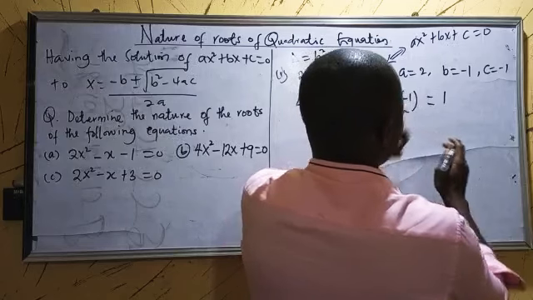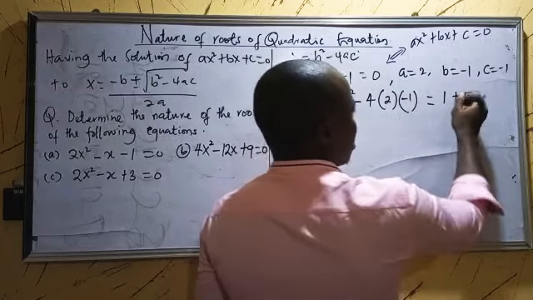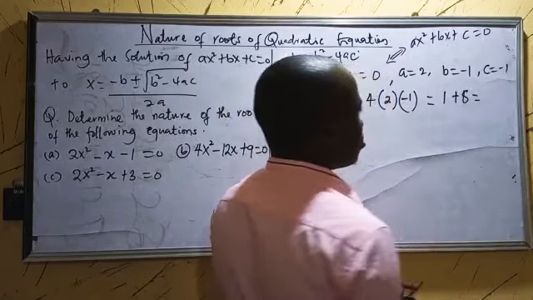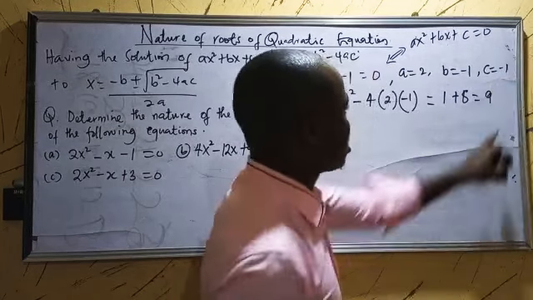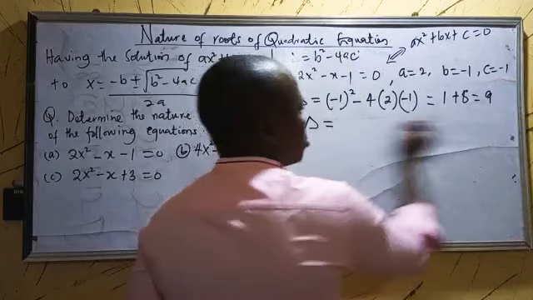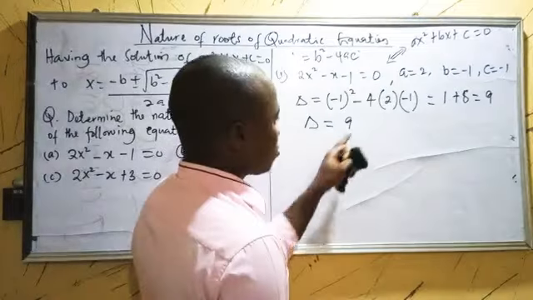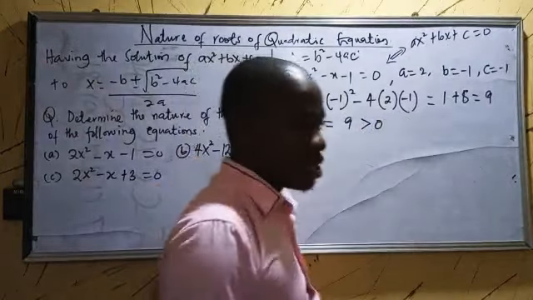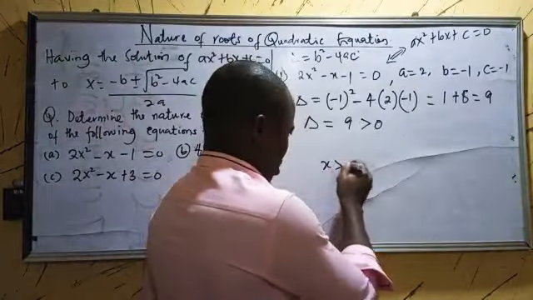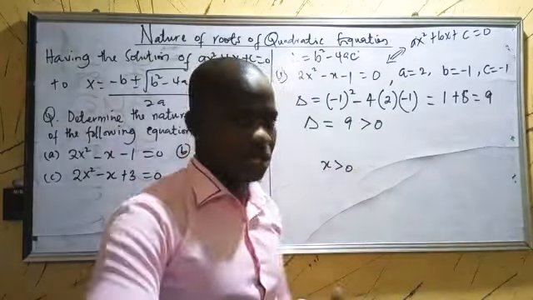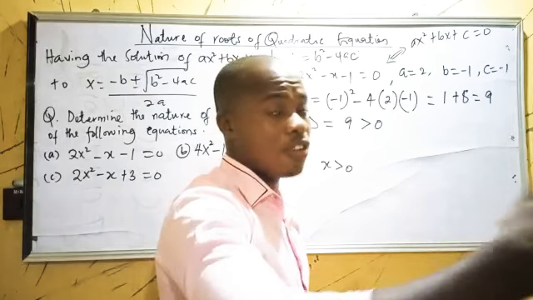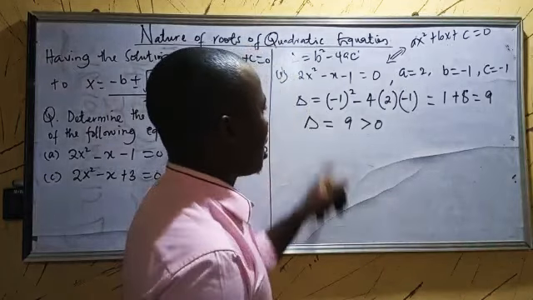Then 4 times minus 1 times 2: minus times minus will give us plus. 4 times 2 is 8, 8 times 1 is 8. So we have 1 plus 8, which is 9. So D is 9, which is greater than 0. When D is greater than 0, it means the value is more than 0, beyond 0, starting from 1, 2, 3, 4, 5 and so on.